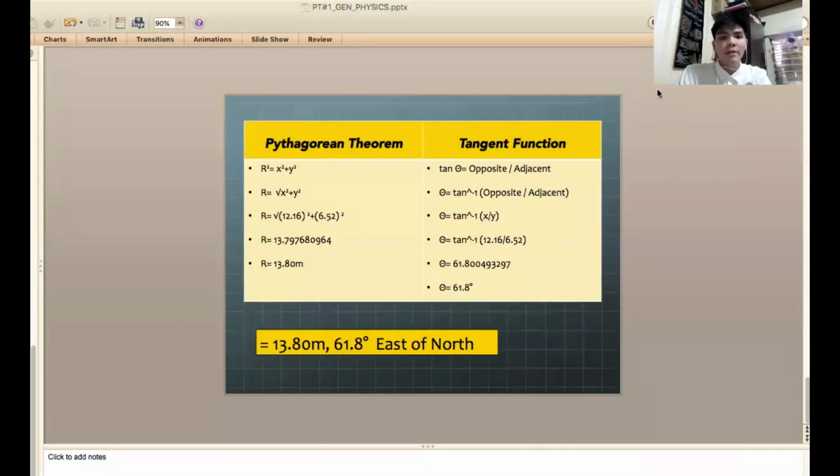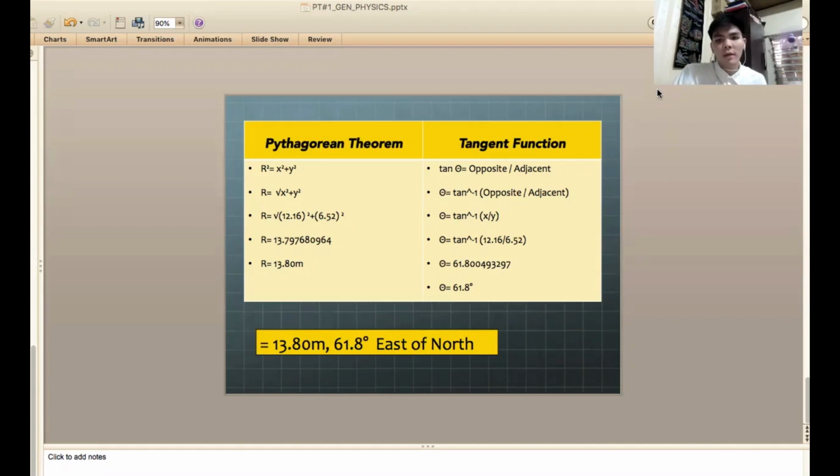So after we add the x and y components, we're going to use the two component methods. So r is equal to the square root of the quantity 12.16 squared plus 6.52 squared. So r is equal to 13.79768096 when solved in the scientific calculator, and estimating it, we have 13.80 meters.